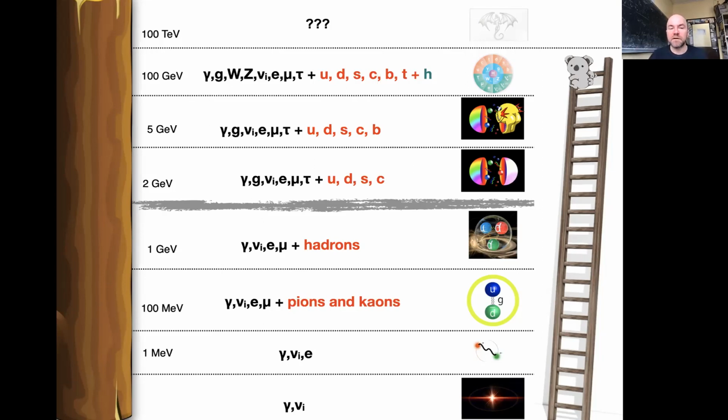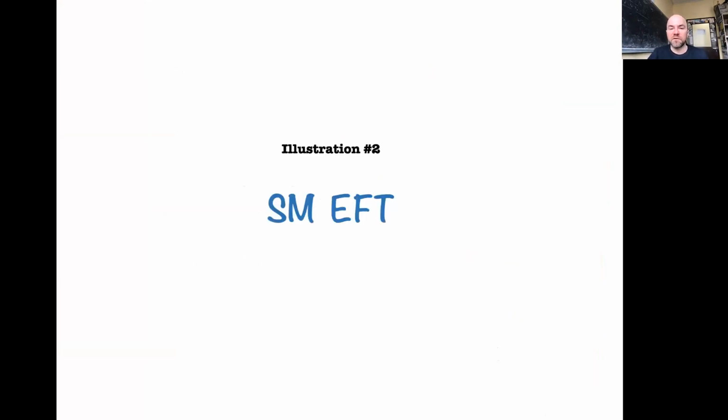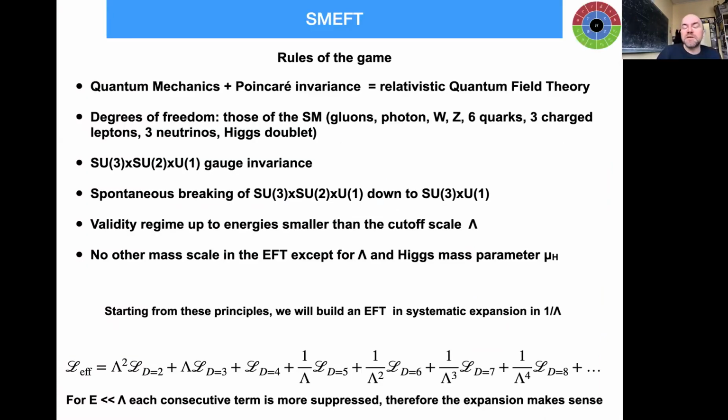But now let's go back up to energies of the order of 100 GeV, 1 TeV. This is an energy scale where we have different kinds of degrees of freedom. Except for the photons, we also have W bosons, Z bosons, gluons, quarks, leptons, and the Higgs. So this is a completely different effective theory, and it goes under the name of SMEFT. And here the rules are different.